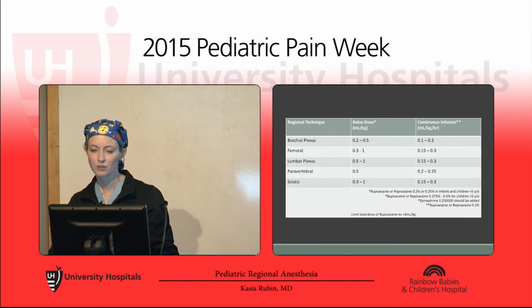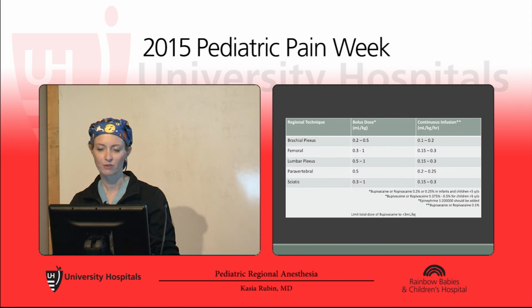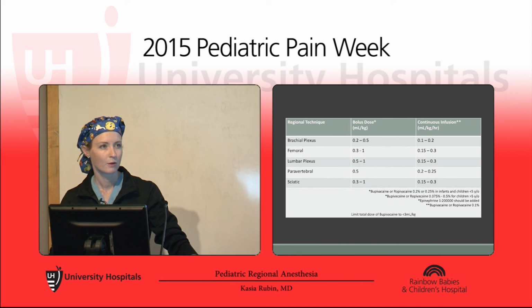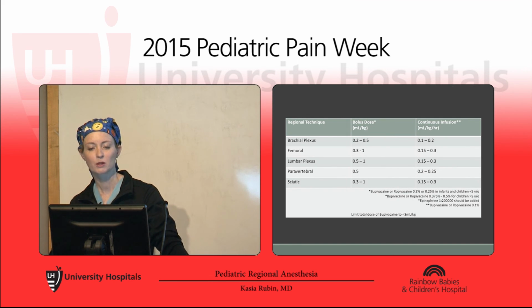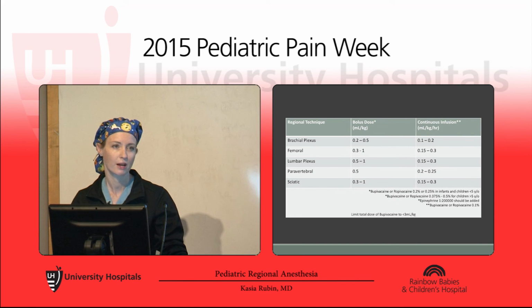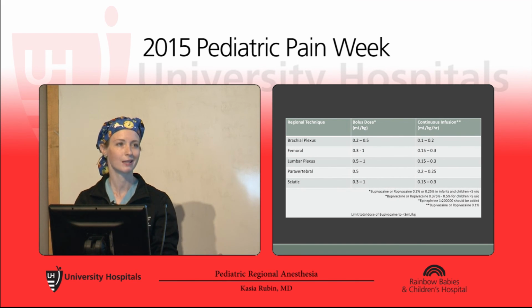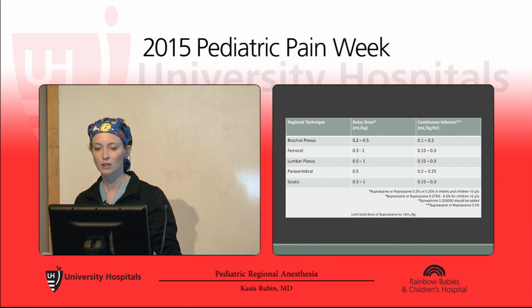I'll tell you, most of us are using 0.25% and not going up to 0.5% or 0.375%, which are recommended for over 5 years old and which I think is what the adult side generally uses. But because we're limited to a total dose of bupivacaine of less than 3 mL per kilo, we need a certain amount of volume in order to ensure an adequate block, and it's better for us to go down on our percentage than it is to increase our percent and decrease our volume. And that's it.